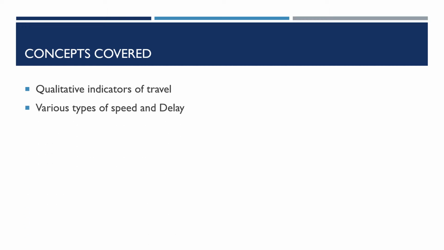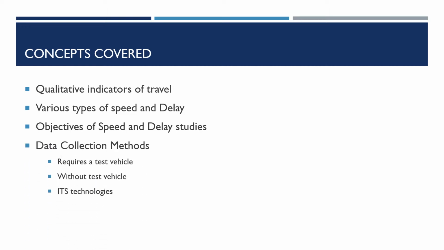In the last lecture we discussed performance assessment of traffic facilities and described speed, travel time, and delay as major qualitative indicators of travel. We looked into various types of speeds and delays. Then we discussed the second traffic study, which is speed and delay studies, and gained an understanding of the objectives or the applications of such studies.